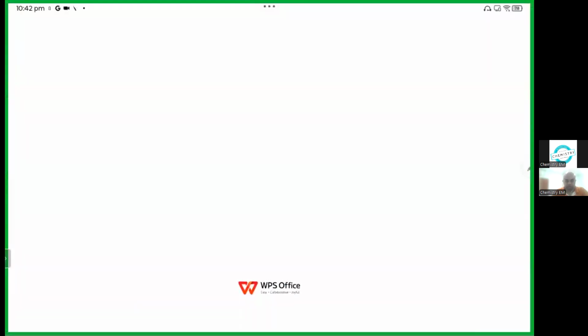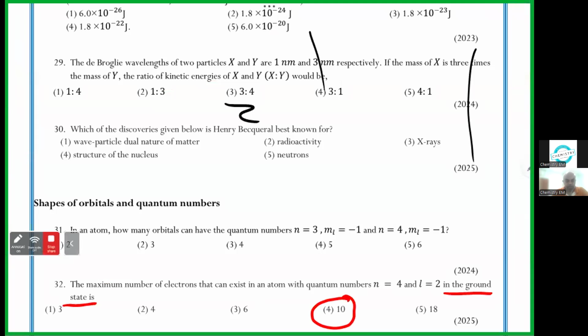Right. Now let's go to the 2025 question. Which of the discoveries given below is Henry Becquerel best known for? Very easy question, a 5 second question. Not wave particle duality, that is de Broglie, right? Then radioactivity, yes, that is Henry Becquerel. X-rays, Rontgen. Structure of the nucleus, that is Rutherford. Neutrons, James Chadwick.